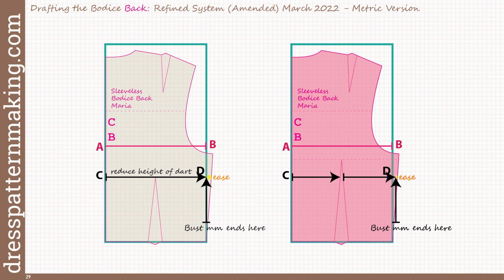Now, if after I make a toile, I decide that that ease is not enough, one way I can get some extra ease is to reduce the height of the dart. So on the left-hand side, you can see that if I reduce the height of the dart, I gain some extra ease. If that is still insufficient, I could also add some at the upper bust and draw a line from that point down to the waist to gain a bit more ease at the bust level.